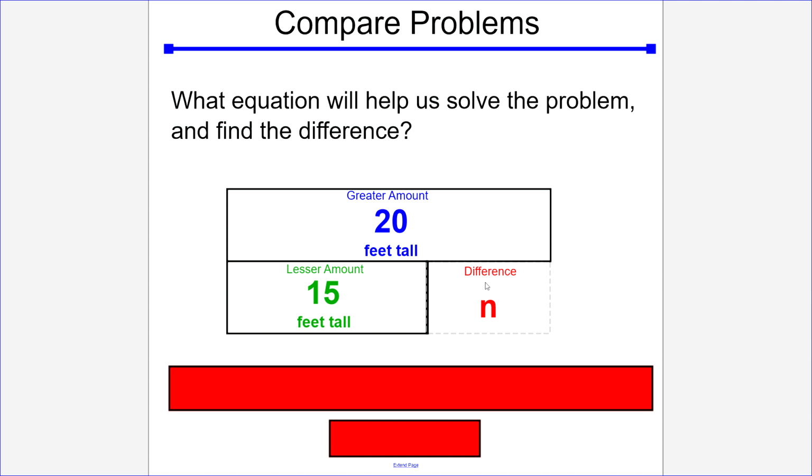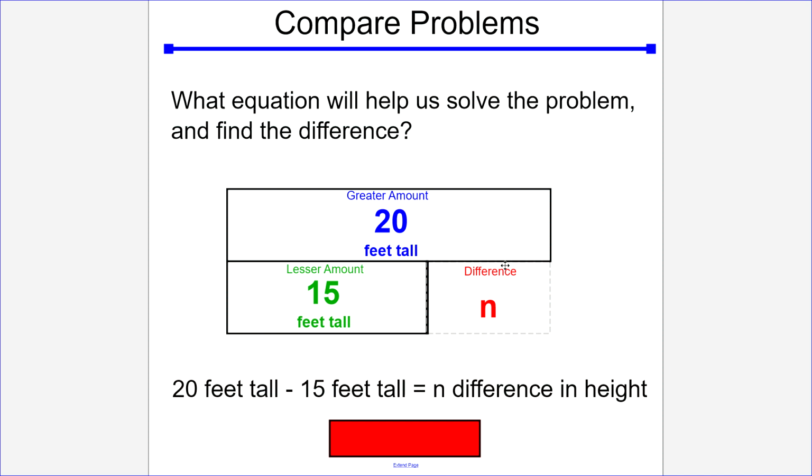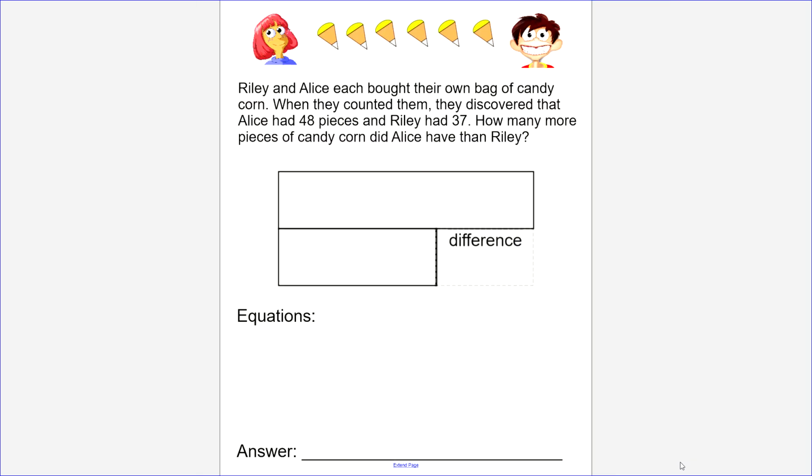So think, what equation would we write? We would write the equation 20 feet tall, the greater amount, minus 15 feet tall, the lesser amount, equals n, the difference in height. What does n equal? 20 minus 15 equals 5, so the difference, n, equals 5. Excellent work, 3rd grade. Now you're ready to solve a compare problem with me.